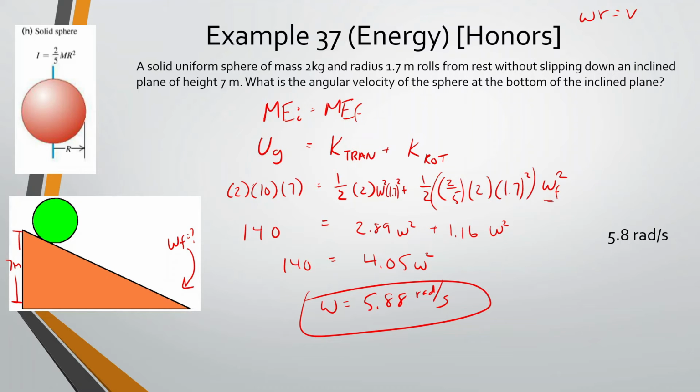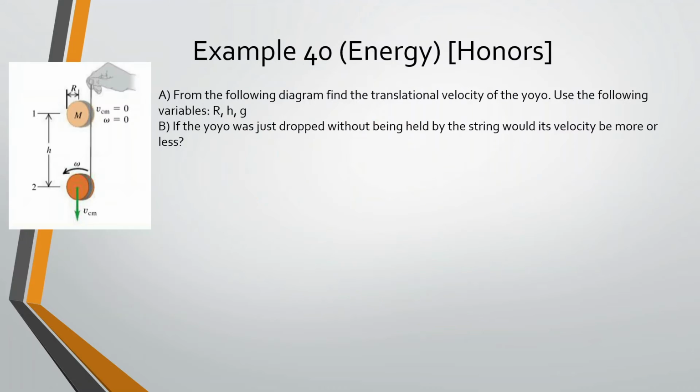Okay, so hopefully you guys are starting to get used to this. There's a lot of algebra here, but hopefully you guys are very comfortable with the algebra by now. All right, let's move on to the next problem. So this is all variables, so this might be a little bit confusing, but I'm sure you guys can do it. From the following diagram, find the translational velocity of the yo-yo.